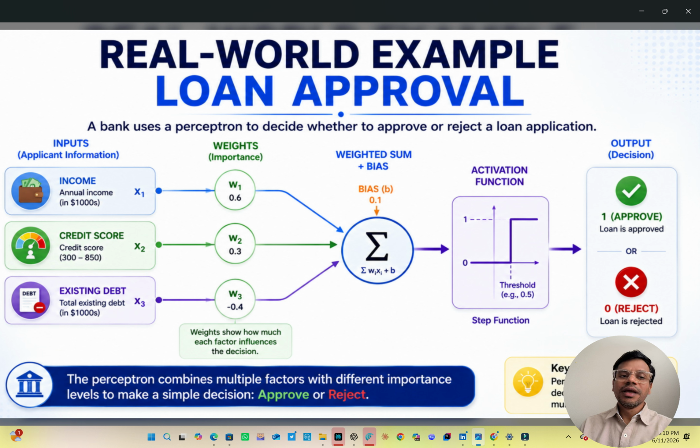It's a negative. The perceptron combines all these factors and produces the decision whether the loan should be approved or not. So our loan should be approved or rejected. It's a binary decision. While real banking systems use much more advanced models today, the core concept remains the same. Multiple inputs are evaluated to generate the decision.